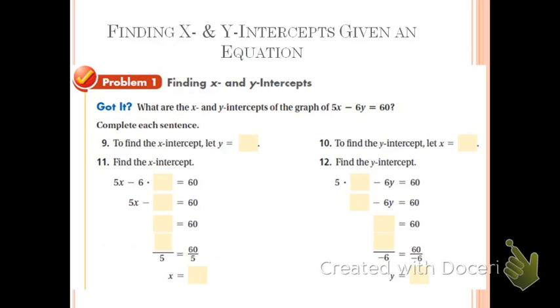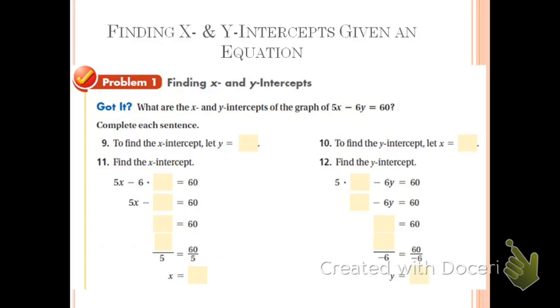Now that you can find the x and y-intercept from a graph, let's learn how to find the x and y-intercept from an equation. Remember when we were looking at the x-intercept, we said that the y was always equal to 0? And when we saw the y-intercept, our x was always equal to 0. Well, that's what you can do to find the x and y-intercept if you're given an equation. Replace either the x or y with 0 so that you can find its intercept.